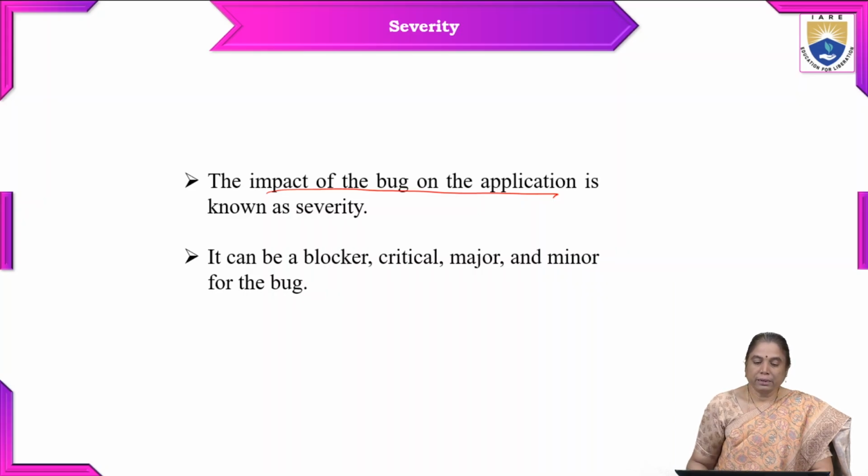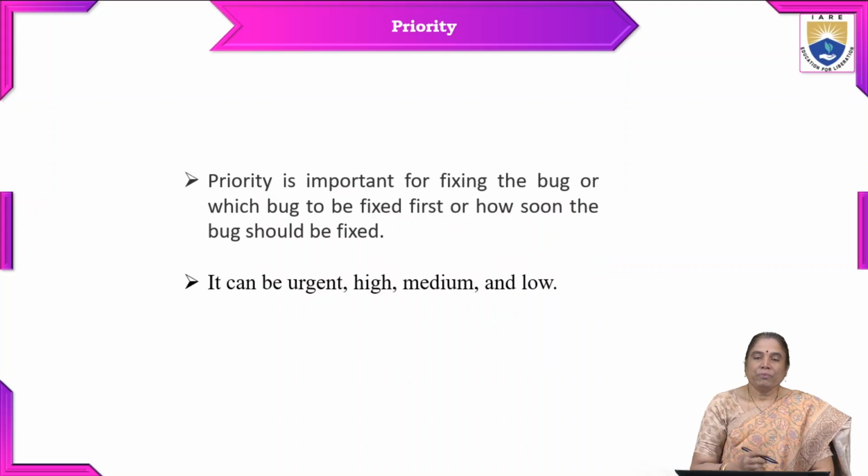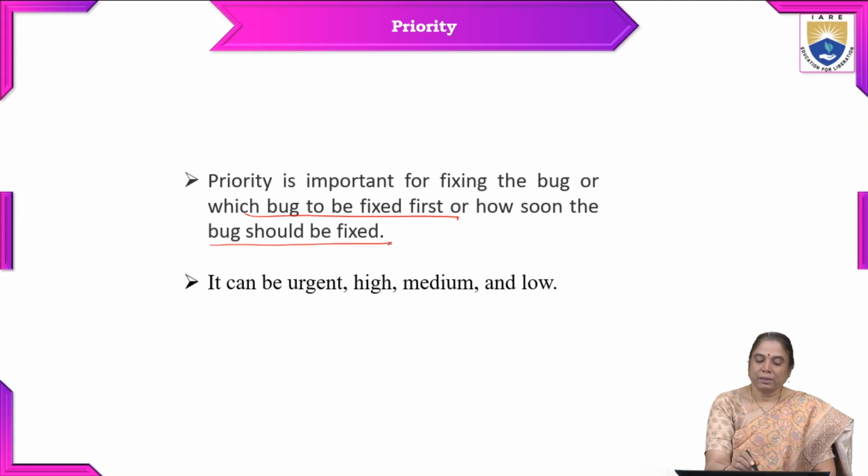The second metric that can be used for the software testing process is priority. So here a bug is identified. Ranking these bugs and how to solve them is defined with the help of priority. That is, which bug is to be fixed first, and how soon the bug should be fixed. This can be defined with the help of priority.